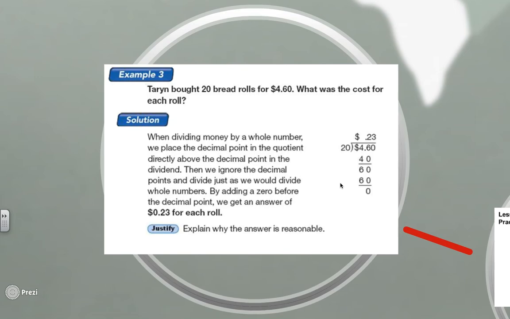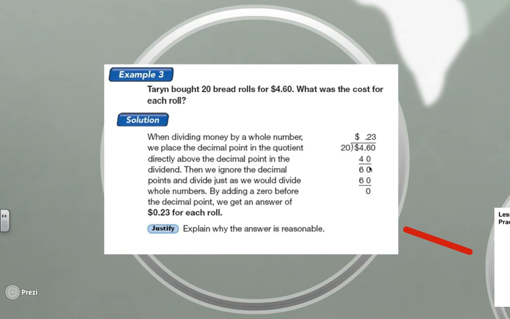In example number 3, Taryn bought 10 bread rolls for $4.60. What was the cost of each roll? Okay, so we take $4.60 and we're going to divide it by 20 because there's 20 rolls. So we need to figure out how much each roll costs. And what you're going to do is 20 into 46. Remember, when you're dividing with a decimal, you place the decimal where it's supposed to be and you line it up. Okay, so 20 can't go into 4, but 20 can go into 46 twice. So 2 times 20 is 40. We subtract and we have a 6 left over.